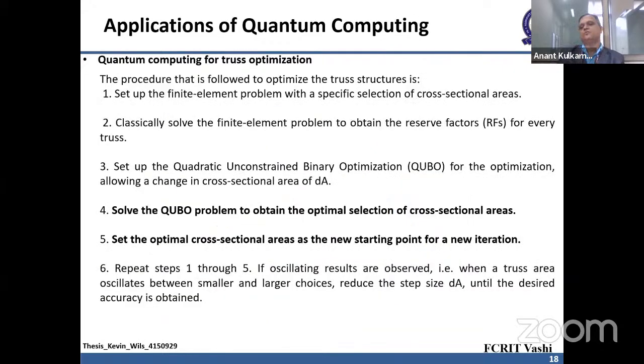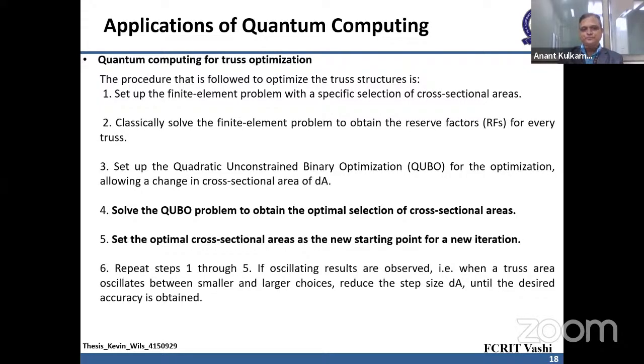Right? So how is that task to be carried out? I'm giving it in brief. What is an algorithm? It is a set of instructions, right? First, they will set up the finite element problem with a specific selection of cross-section area. Some initial value they will take, like an iterative process. All of us have studied the Gauss method, Newton-Raphson method, all those things. A similar way is there. Classically solve the finite element problem to obtain the reverse factor for every truss. So you will calculate the reverse factor. This is a term related to the truss.